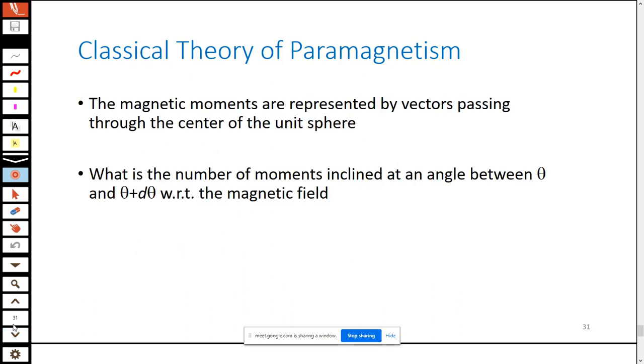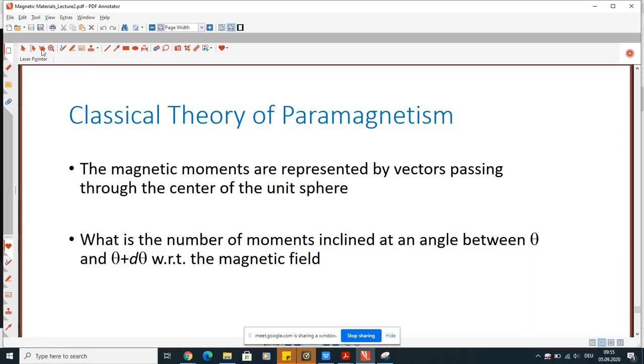This is just the thing which I told already. The magnetic moments are represented by vectors passing through the center of the unit sphere, and we want to calculate the number or the fraction of moments which are aligned between theta and theta plus d theta. So I'll just go to the other slide.